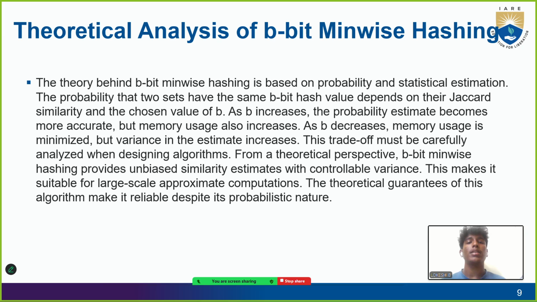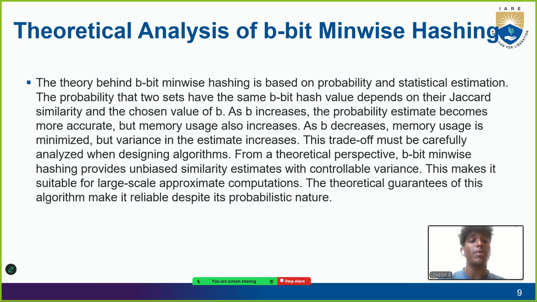So, theoretical analysis of b-bit minwise hashing. The theory behind b-bit minwise hashing is based on probability and statistical estimation. The probability that two sets have the same b-bit hash value depends on their Jaccard similarity and the chosen value of b. As b increases, the probability estimate becomes more accurate, but memory usage also increases. As b decreases, memory usage is minimized, but variance in the estimate increases. This trade-off must be carefully analyzed when designing algorithms.